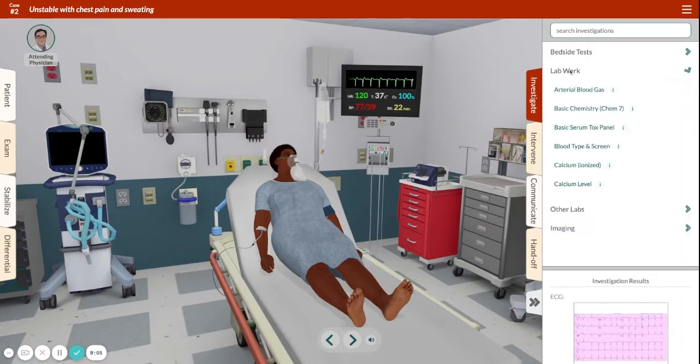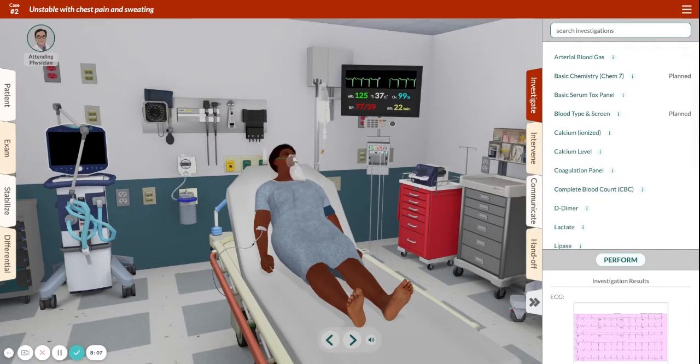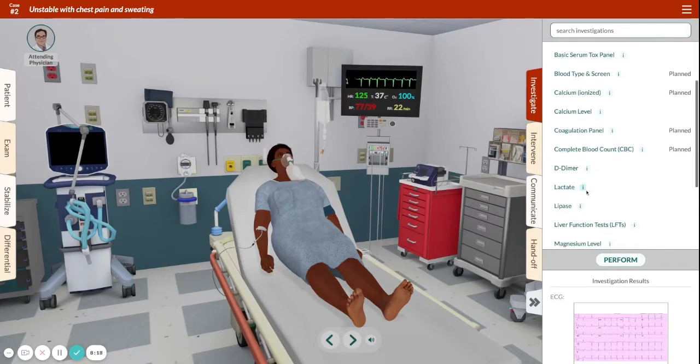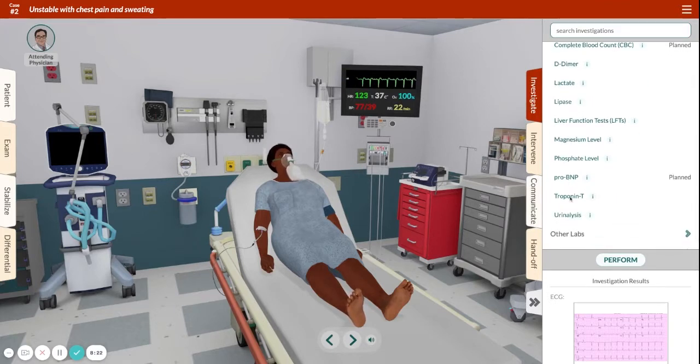And so now we can obtain some lab work. I'd want to get a basic set of chemistries, a type and screen in case she needs to go to the OR or to the cath lab, which I presume is going to be the next step. I'd want to get a calcium level, coagulation panel, CBC, and it's not necessary to really get, but BNP and troponin would be reasonable to get.